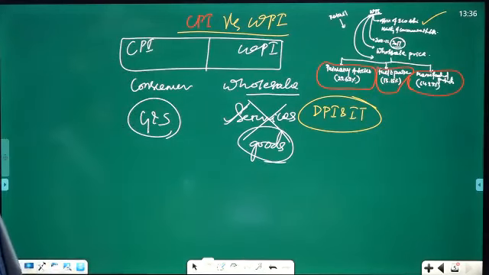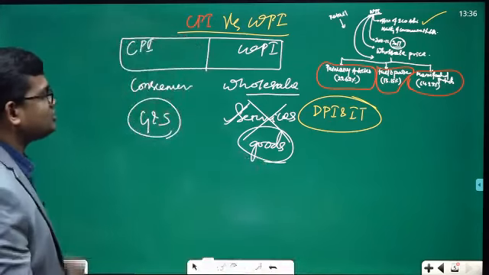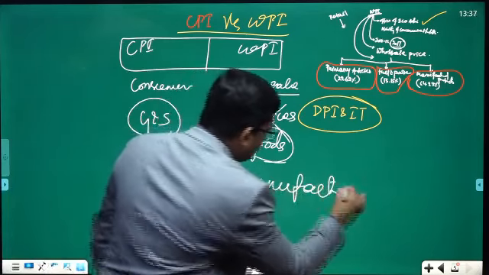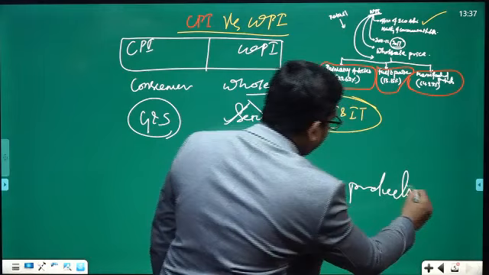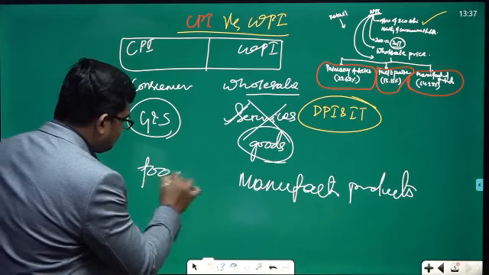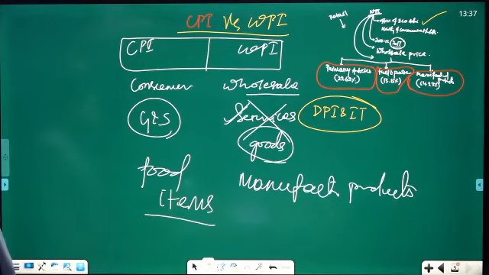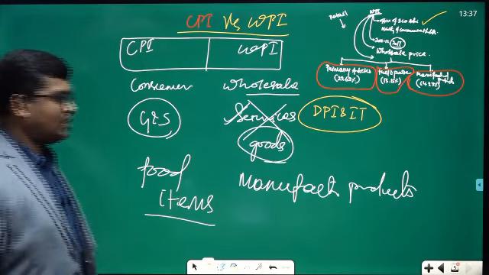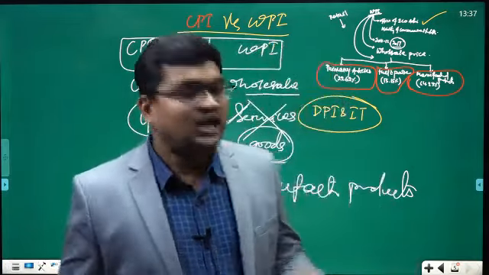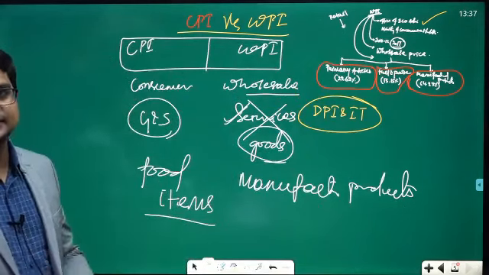Coming to the third, I have already told you that in WPI more weightage is given to manufactured products. But in CPI more weightage is given to food items. This is another difference. In WPI, manufactured products are given more weightage, and in CPI, it is the food items which are given more weightage.